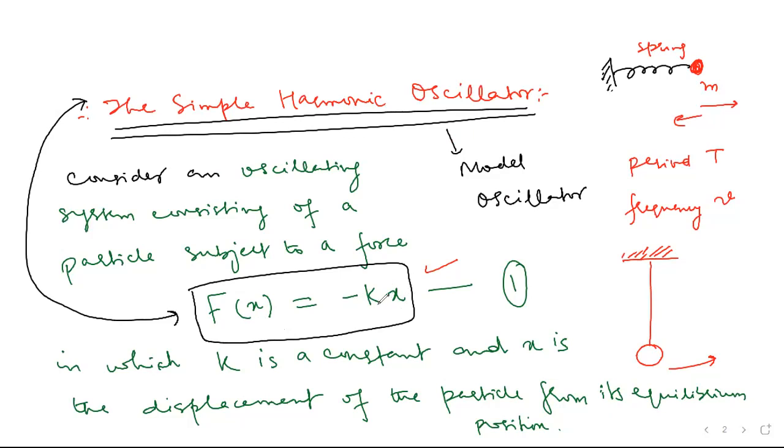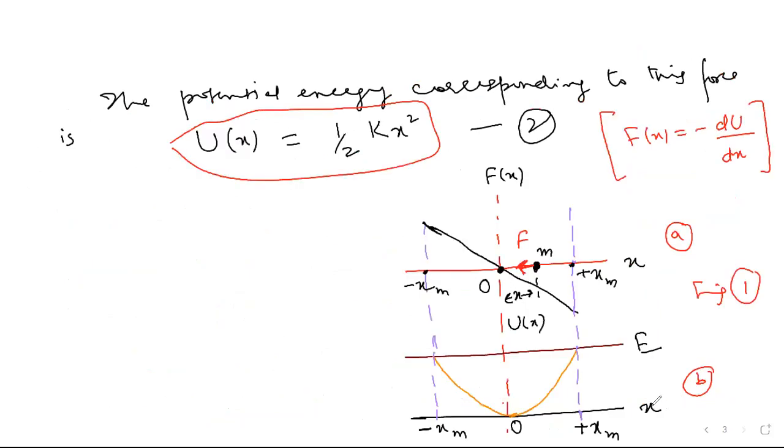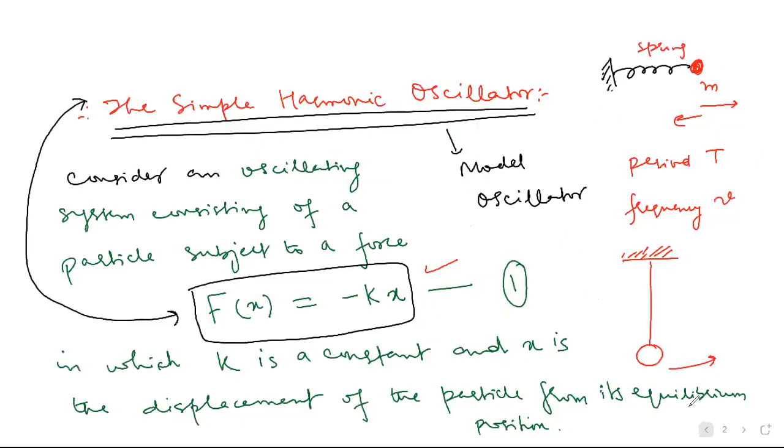Because it is directly proportional, but simultaneously it is also oppositely directed to displacement. That means if the oscillator moves to the right, force will be to the left. If oscillator moves to the left, force will be to the right. In other words, if oscillator goes in positive x direction, force will be pointing towards negative x direction, as shown in this figure 1a. This is the plot of f of x versus x. You can see it's a straight line because force is directly proportional to displacement, but it's oppositely directed to displacement. That means when x is positive, force is negative. When x is negative, force is positive.